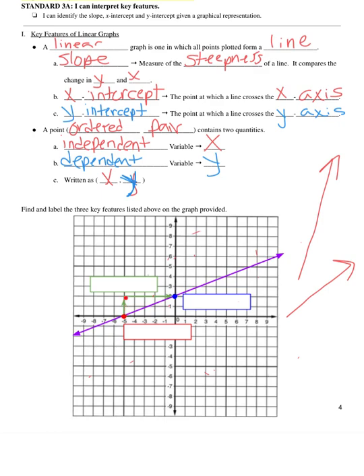So what does rise over run represent? What word would that be? All right, what is this point? Is this the x or the y intercept? And what is this point? Is it the x or y intercept? All right, pause the video and try.